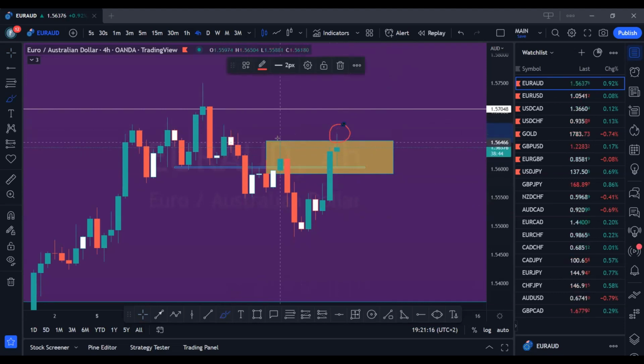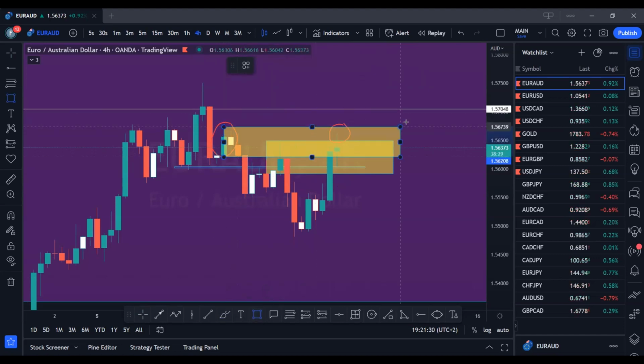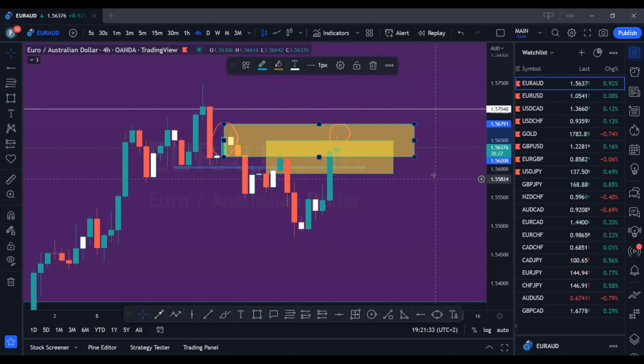This is the extreme of the supply. Okay, price has broken the zone, a liquidity grab, which is also tying into a previous supply. This right here is a previous supply. So if we take this zone right here, all right, so price is aligning at a supply level.